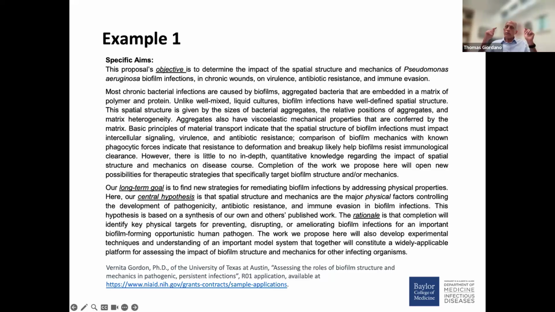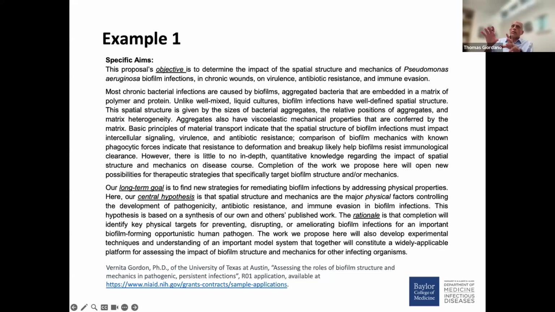And now it's going to go into the first part, which is the significance, this is the big problem. It's a very simple statement of the problem. Most chronic bacterial infections are caused by biofilms, which are aggregated bacteria that are embedded in a matrix of polymer and protein. And unlike well-mixed liquid cultures, biofilm infections have well-defined spatial structure. So the big problem is chronic infections have biofilms. That's it, one sentence. And then it goes into, I'm going to identify the gap.